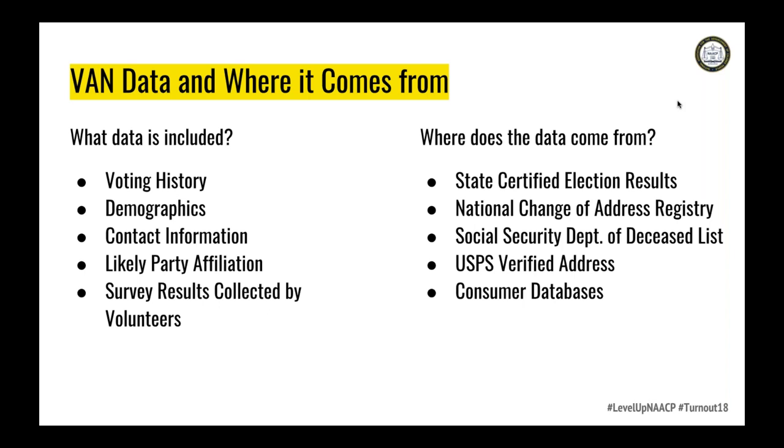Where the data comes from. The data comes from the state certified election results, the national change of address registry, the Social Security Department, USPS verified addresses, and consumer databases. And so all these come together to let us know what actually is in our VAN system and how we can efficiently use it in our GOTV efforts.